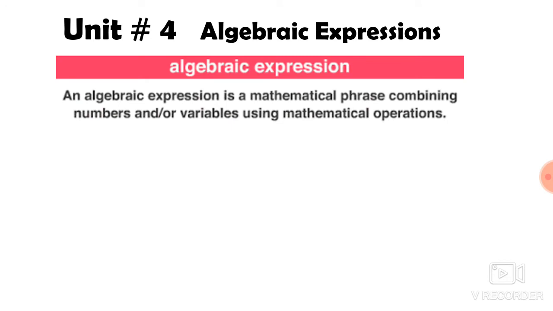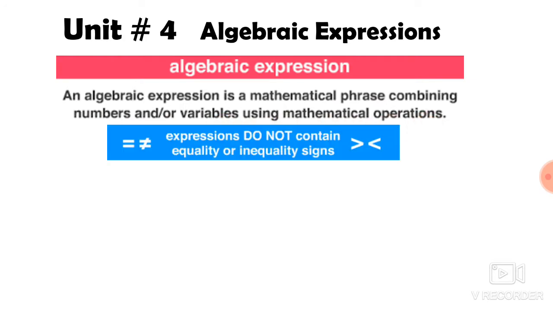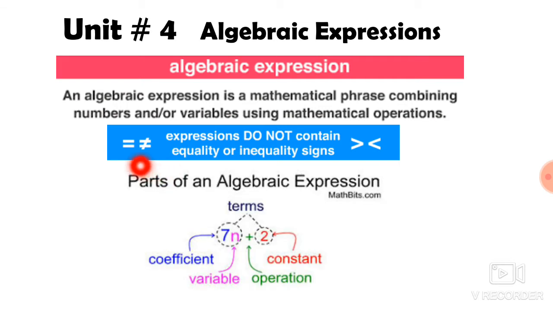In today's video lecture, we are going to start our chapter 4, which is algebraic expressions. An algebraic expression is a mathematical phrase combining numbers and variables using mathematical operations. Expressions do not contain equals or not equals to signs or the inequalities. A mathematical sentence which does not contain equals, not equals, greater than and less than symbols is called an algebraic expression. If we have an equal sign in the expression, it will become an algebraic equation.